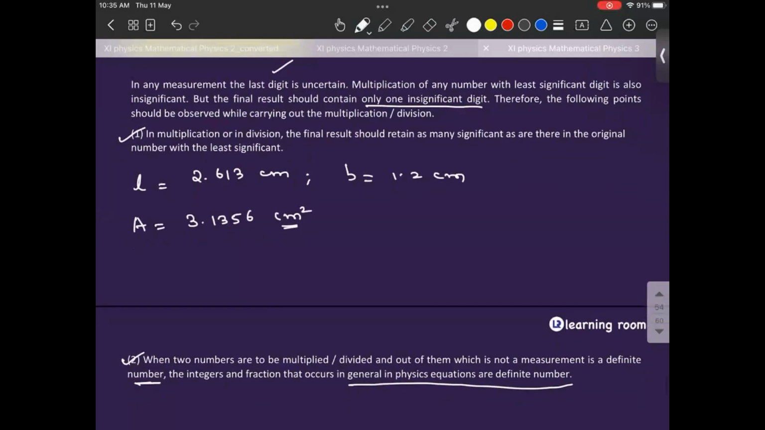If you observe both the readings, which one has the lesser number of significant figures? 1.2. Right. Then how are you supposed to report the final answer? 3.1. That is all you need. So how will you write 3.1? Because the digit you are trying to drop here is 3, which is less than 5. So the answer will be 3.1 centimeters square. This is all you need to do.